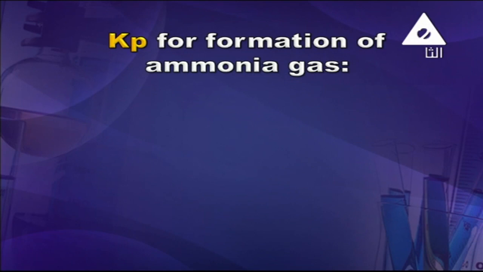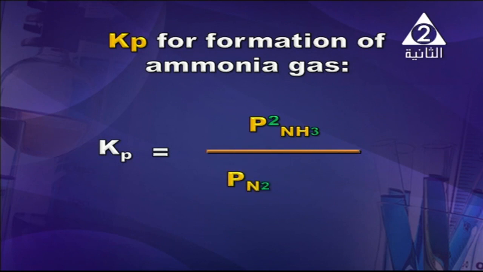My dear students, we have to write the equation for the equilibrium constant Kp for the formation of ammonia gas. Kp equals the pressure of ammonia gas to the power 2, over the pressure of nitrogen times the pressure of hydrogen to the power 3, the powers being their numbers of moles in the balanced equation.